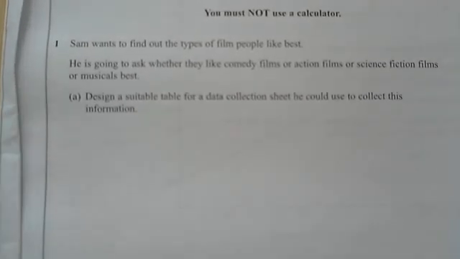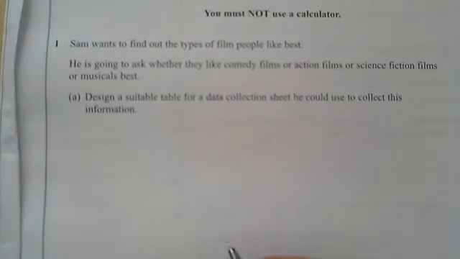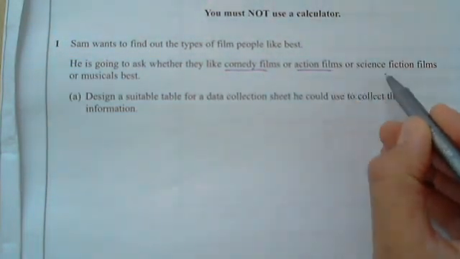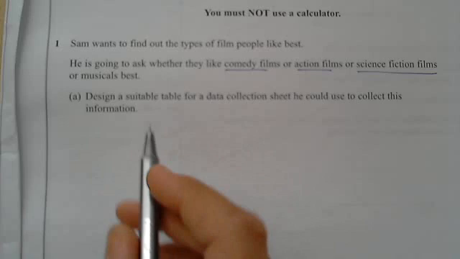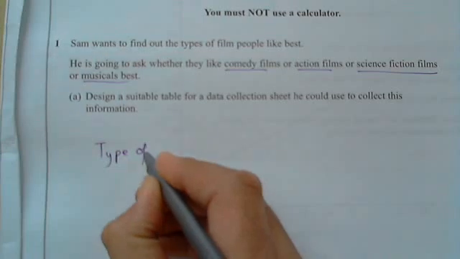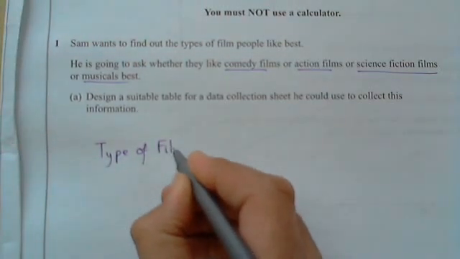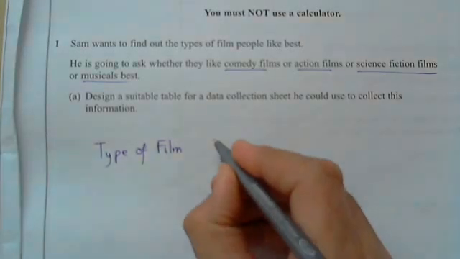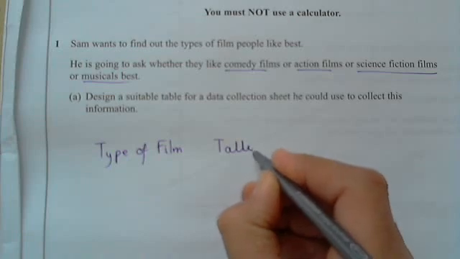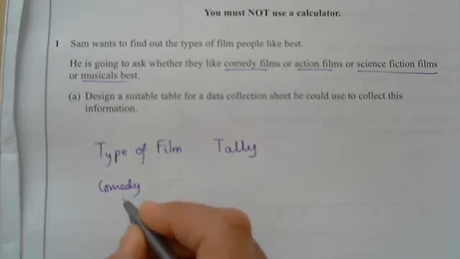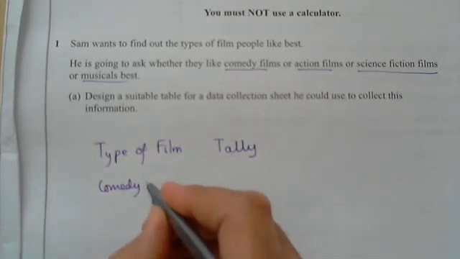Now the most basic type of chart that we can have is a tally stroke frequency. So what we need first of all is the different types of film. So that could be one column. And the next, after we have type of film, we need the tally. So we would have here comedy.